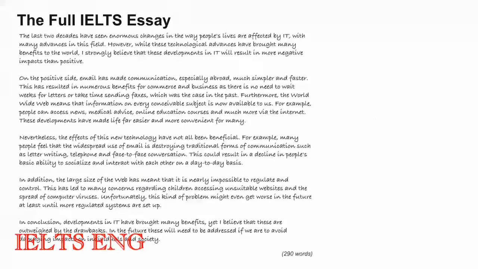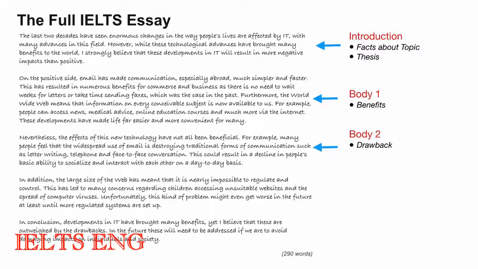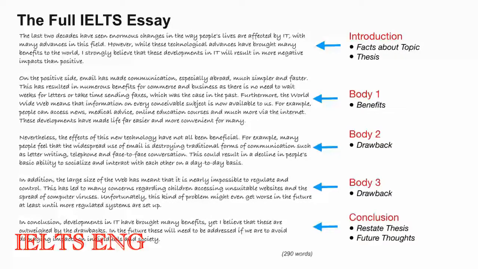So now here you can see the full IELTS essay, so the kind of length you might be aiming for. You can have it slightly shorter. You could be maybe aiming for 265 words. This one's 290. So you can see you have the introduction with facts about the topic, and then the thesis. The first body paragraph in this type of essay is giving the benefits, the drawbacks in the second body paragraph, a further drawback in the third body paragraph, then the conclusion restating the thesis and future thoughts.